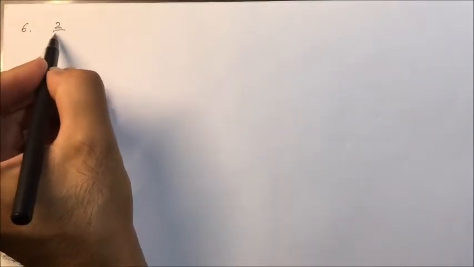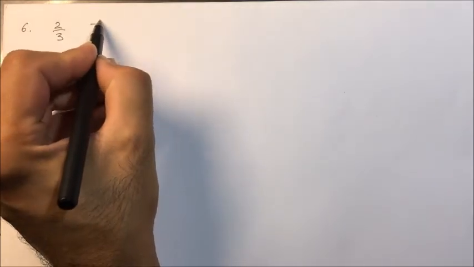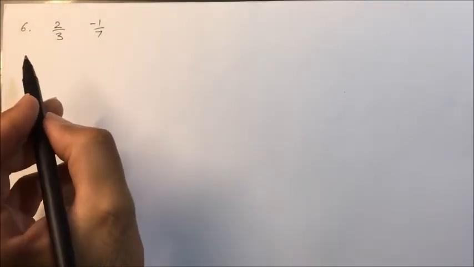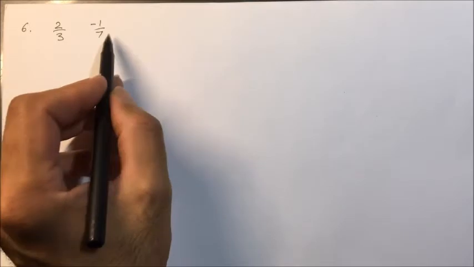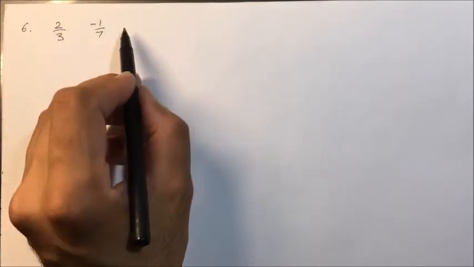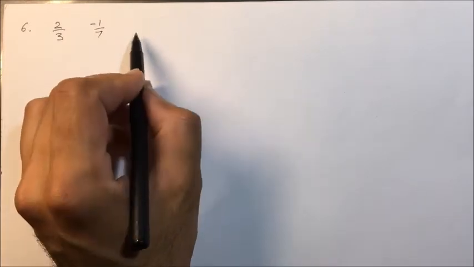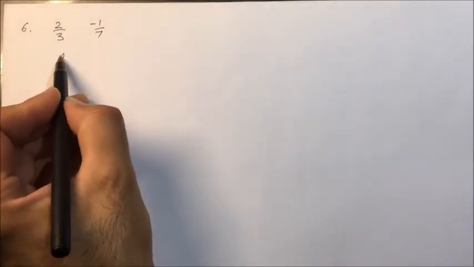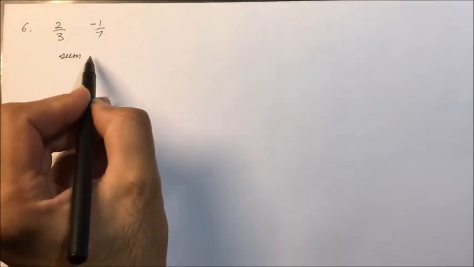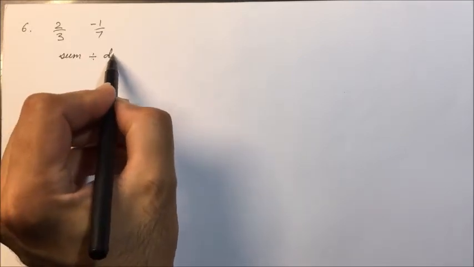Now the sixth question. In the sixth question we are provided two rational numbers, that is 2 by 3 and minus 1 by 7. The question says divide the sum of these two numbers by their difference. So the sum of these two numbers is to be divided by their difference.